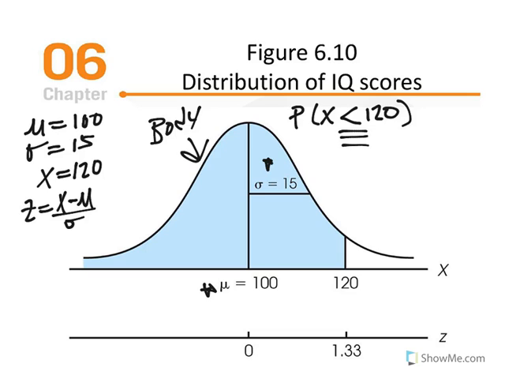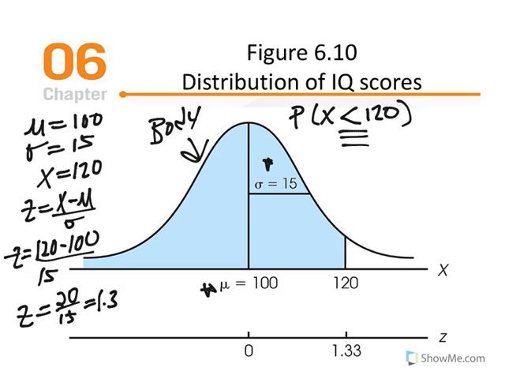you solve for z. So z is equal to our score of interest, 120 minus 100, divided by our standard deviation of 15. In our calculator, 120 minus 100 gives us 20, divided by 15, and we get a z-score of 1.33.